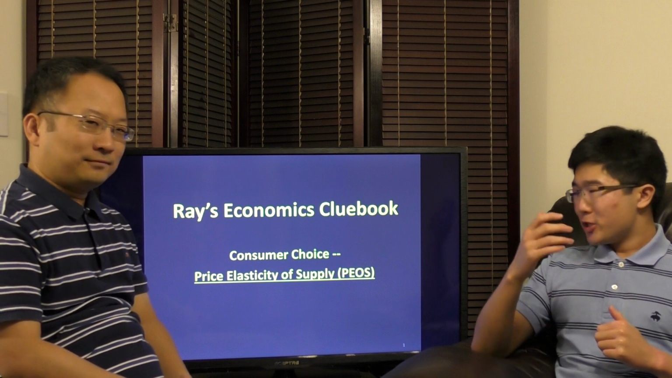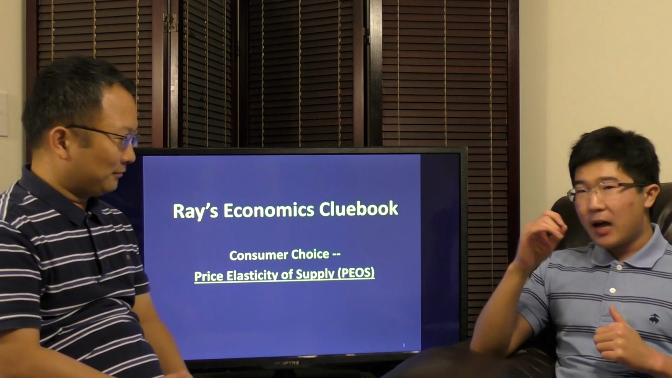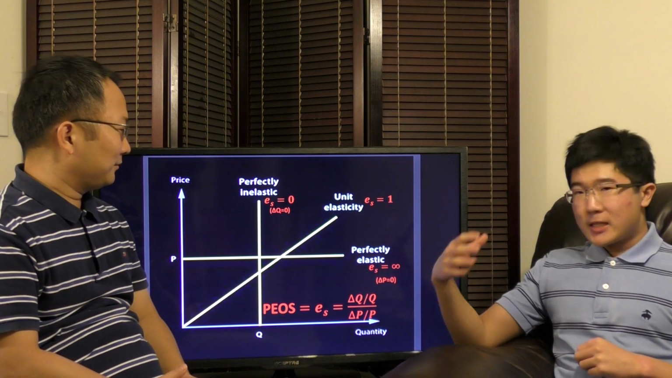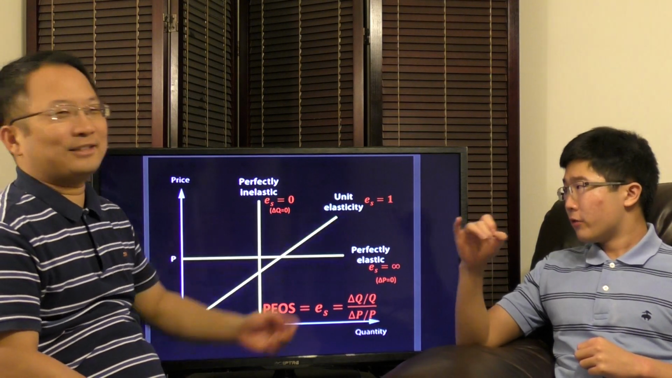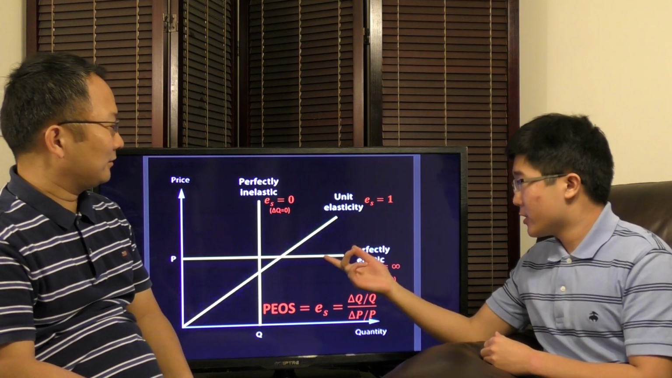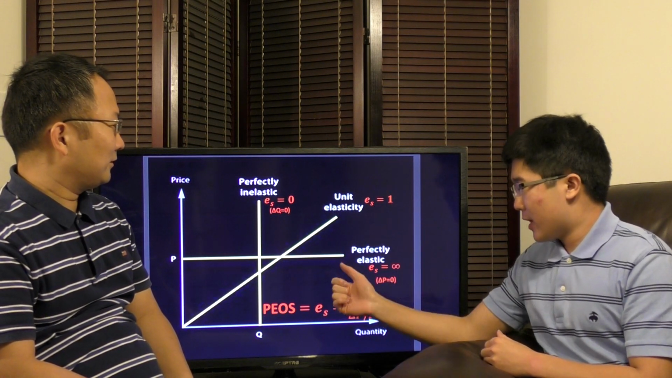Today, we talk about consumer choice, price elasticity of supply this time, not demand. So what is price elasticity of supply? Well, it's the same concept as demand, except now on the supply curve for producers. So basically, you have the same concept of unit elasticity, perfectly inelastic, and perfectly elastic supply.